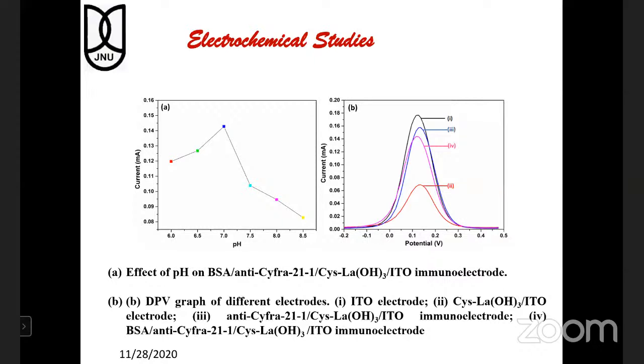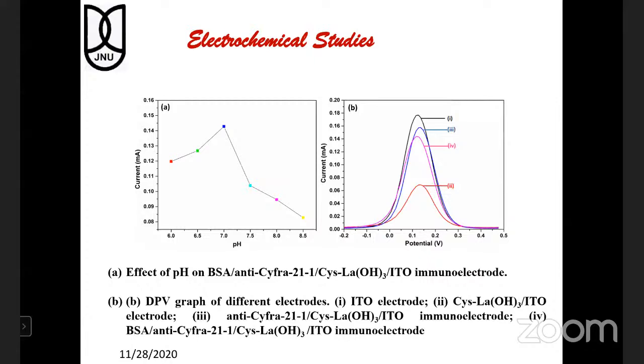The first curve corresponds to the ITO electrode, and the second is with the nanomaterials. You can see a drastic change in the current value. On the ITO surface the current is very high, but as we add the nanomaterials, the current decreases. ITO is very conducting, that is the bare electrode, and the nanomaterial, lanthanum hydroxide, is a semiconductor in nature, so the current decreases. Then we add the antibodies on the electrode surface, and the current increases.